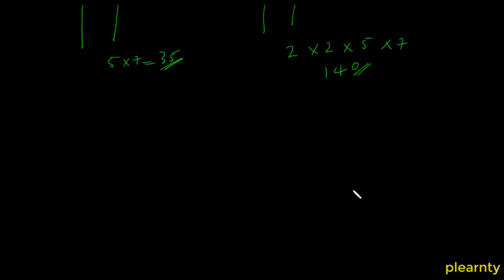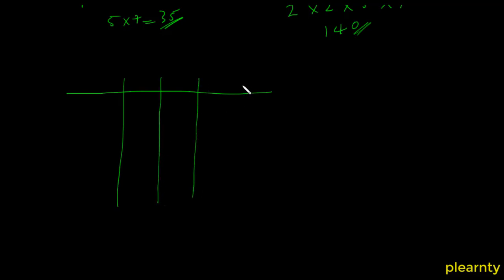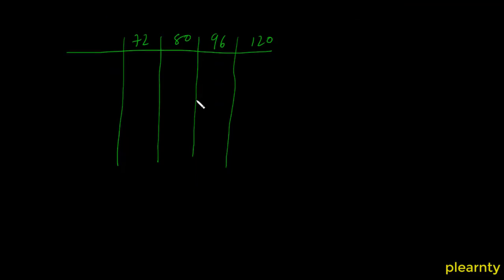Let's try another example, because it does not have to be 2 numbers. We can look for the lowest common multiple of more than 2 numbers, maybe 3 numbers or 4 numbers and so on. So let's try 4. We can have 72, we can have 96, we can have 80, and we can also have 120. Now let's look at the common multiple of all these numbers. All of these numbers are divisible by 2. So let's go with 2 first.